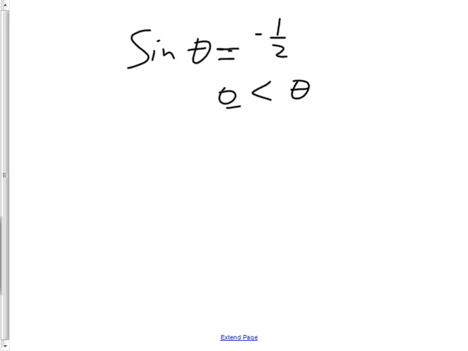We have all kinds of problems. Try this one. Sine of theta equals negative a half. And I would want all the answers where theta is between 0, less than theta, less than or equal to 2 pi. Let's say that was the directions. That implies I might have more than one answer.